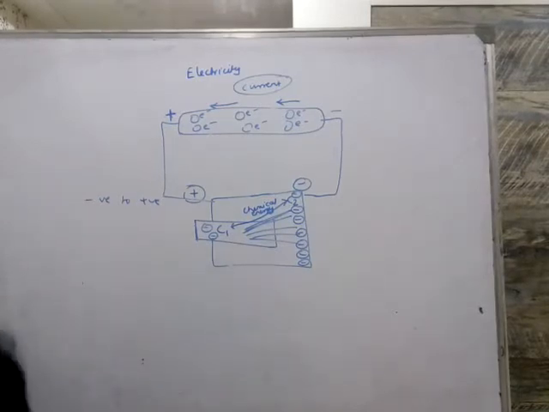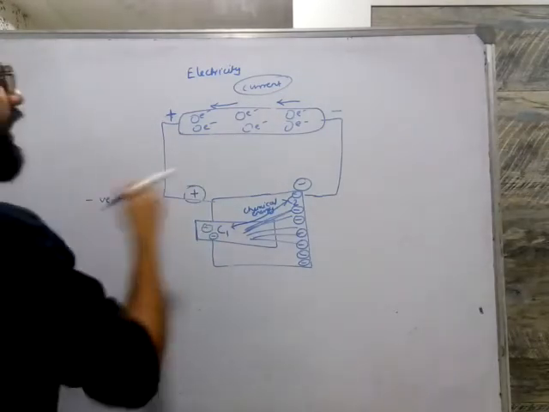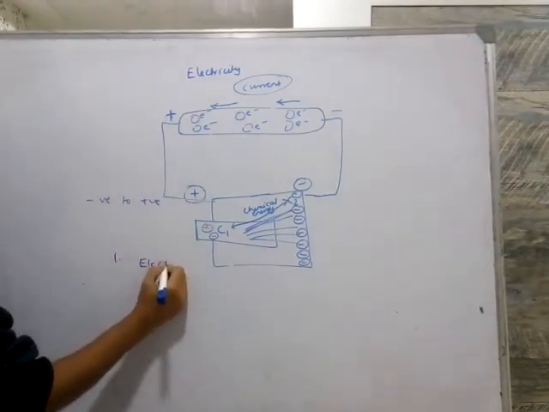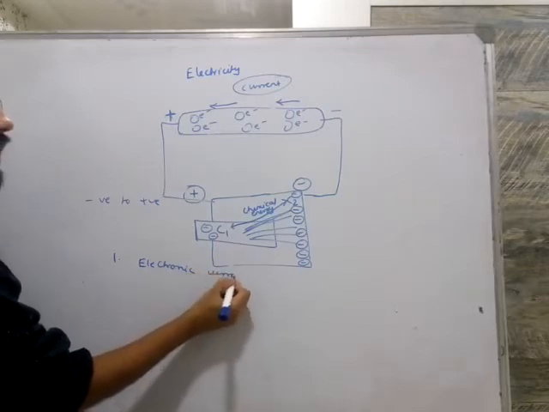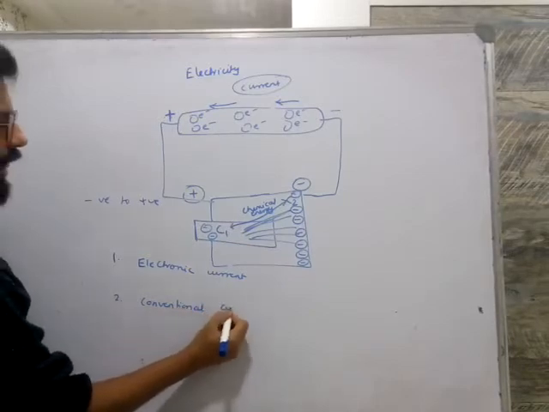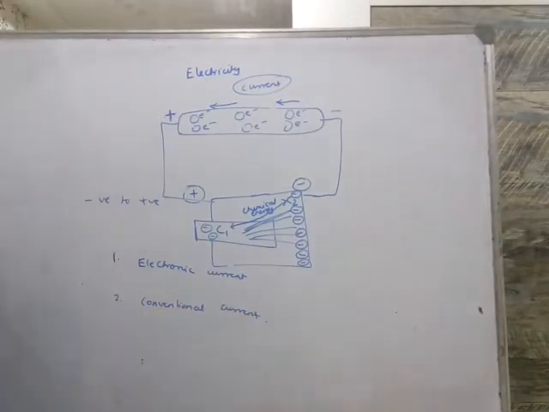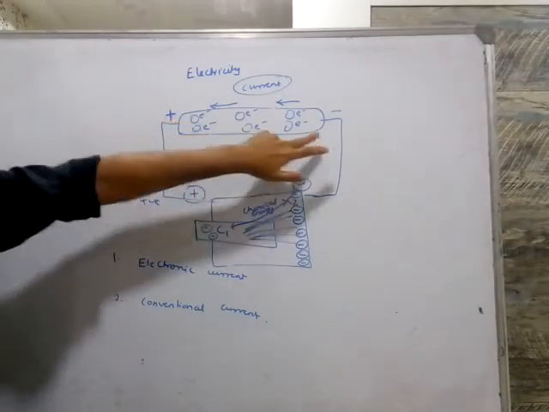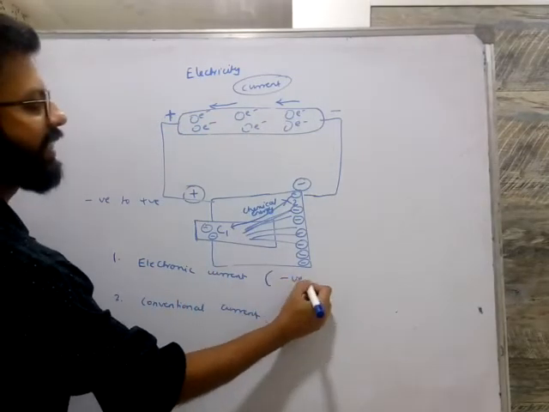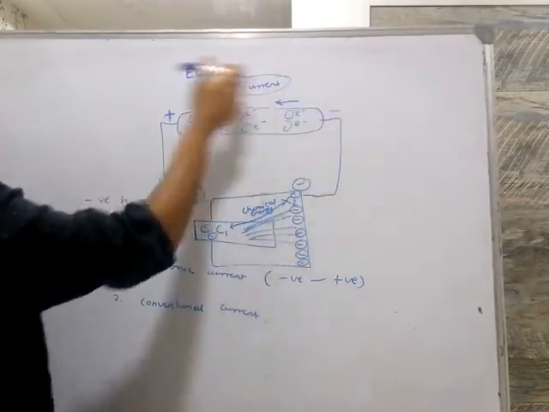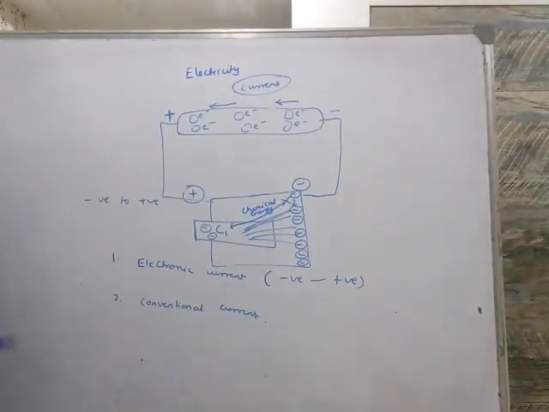If you remember, now we have the direction of current. Based on the direction of current, we have two types of current. One is electronic current and the second one is conventional current. This is very important. Electronic current is nothing but the flow of electrons, so negative to positive. I'll say that this is my electronic current. If the current flows from negative end to positive end, then we call it electronic current.